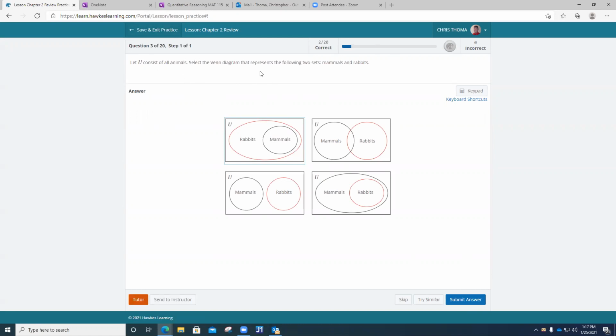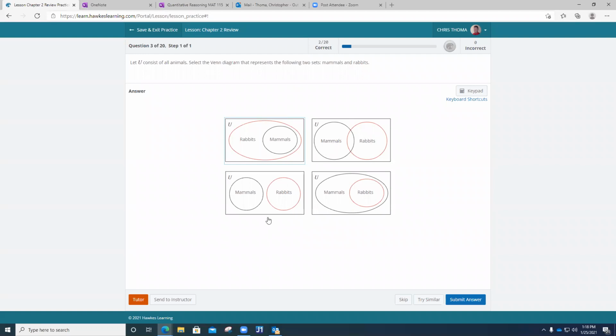All right, so that U consists of a set of animals. They've created the Venn diagrams, and they want you to tell which one is mammals and rabbits. Mammals looks like a black circle, and rabbits are red. When the circle is completely inside the other circle, that means that all of that counts. So every mammal is a rabbit, is what the first Venn diagram says. The second one, there's some mammals and some rabbits, and then there is an overlap. For this one to be correct, there would have to be rabbits that are not mammals.